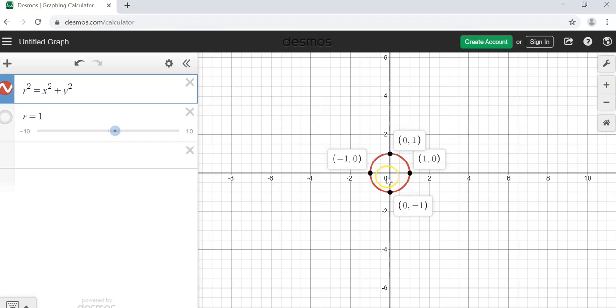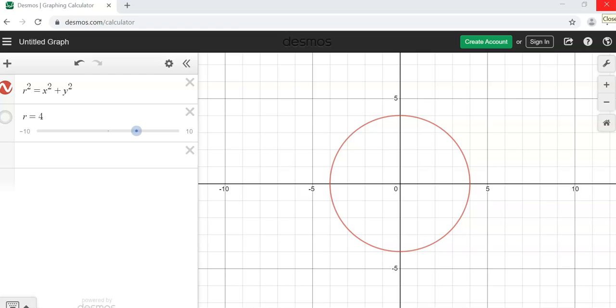So what happens if we change the length of the radius? This is now a circle with a radius of 4. If you're not sure where I'm getting this from, I've got a slider along here and I've just changed the value of this slider so that the radius is equal to 4. So what do we know about the center of our circle? Well, the center is still at 0, 0. It's still at the origin.